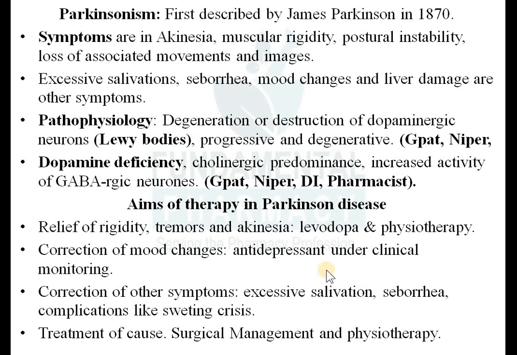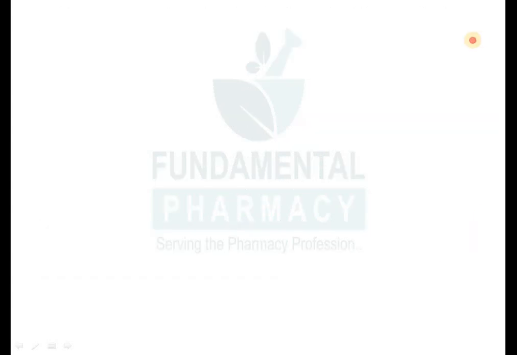For example, if a patient is suffering from Parkinsonism and he is walking on the street and by mistake he slipped, गिर जाता है, he gets down, and अगर बोन वगैरह ब्रेक हो गया, फ्रैक्चर हो गया, तो उसको भी आपको मैनेज करना पड़ेगा, सर्जिकल मैनेजमेंट एंड फिजियोथेरेपी. So these will be the aims of therapy in Parkinson disease. Now we'll see drugs used in Parkinson disease.